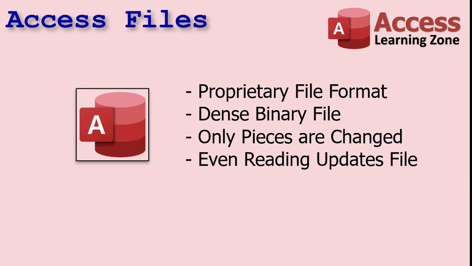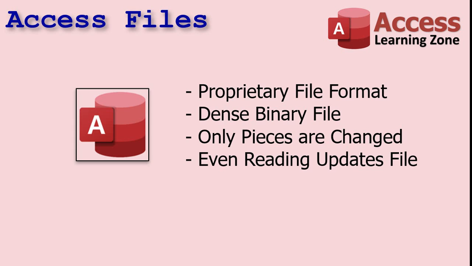Additionally, Access uses a proprietary file format to store as much information as possible in as small of a space as possible. It's a dense binary file, and other applications like OneDrive are not designed to work with these types of files. They won't update just what's changed. They have to update the entire ACCDB file.